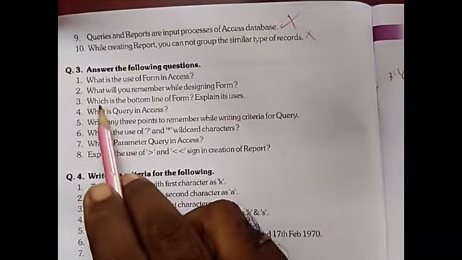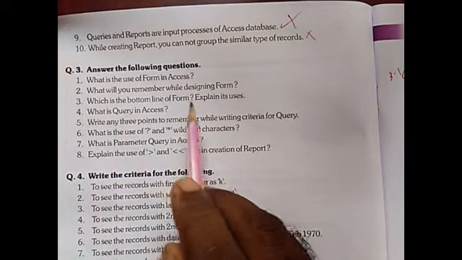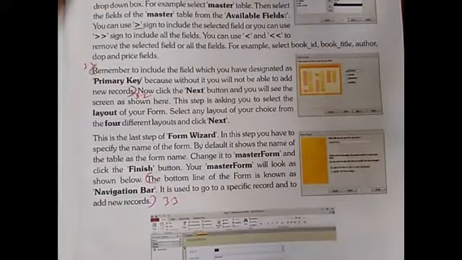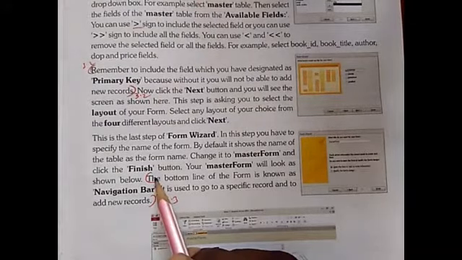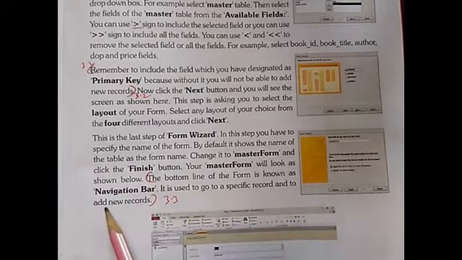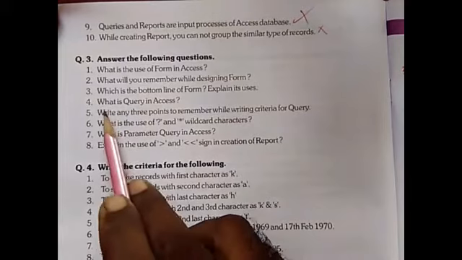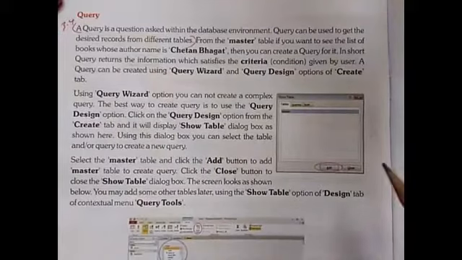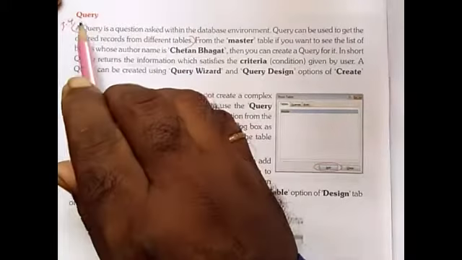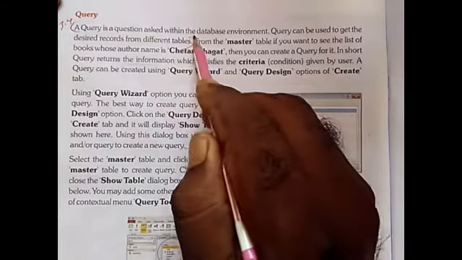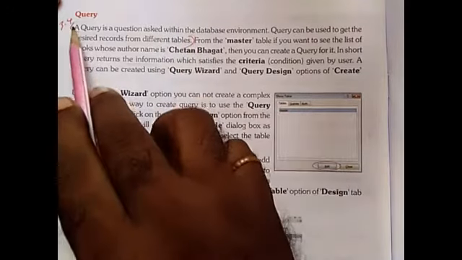Next, third question, which is the bottom line of form? Explain its uses. Answer page number 15, third paragraph, the bottom line of the form from here to end of the paragraph, add new records. 3.3. Next, fourth question, what is query in Access? Answer page number 16, query title, start from the beginning to second line, different tables. 3.4.